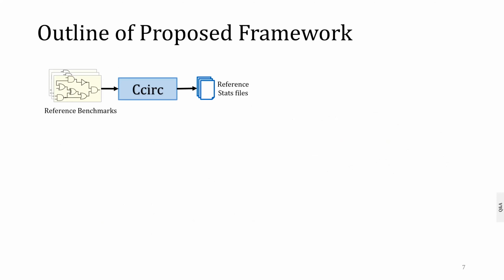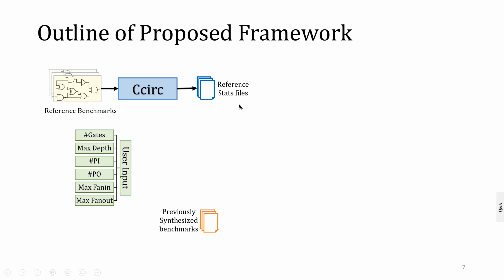Now, with that, let's move on to the outline of our framework. It starts with the CSARC tool and the statistical files that it produced. Along with that, we have some user inputs like the number of gates in the resultant benchmark and the delay, and the total number of primary inputs and primary outputs. Also, the maximum allowable fan-in and fan-out of gates in the resultant design.